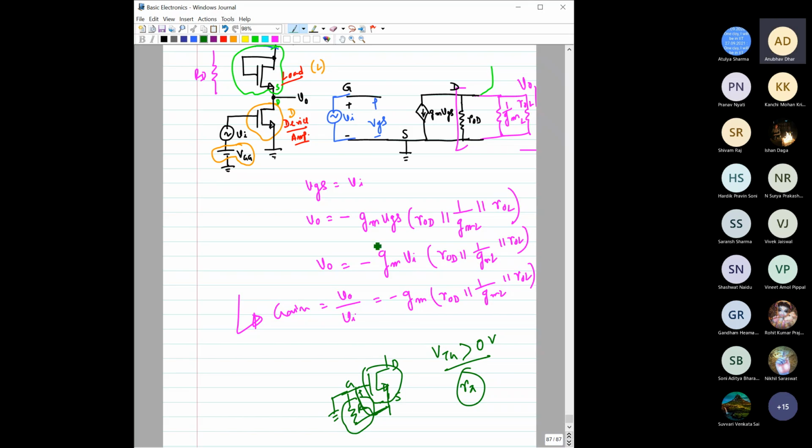Okay, sir. So in BJT, during the DC analysis, the internal R pi wasn't playing any effect. No, we have never considered R pi during DC analysis. Yes, sir. R pi only comes when we are doing the AC analysis, isn't it? Yes, sir. Got it, sir. Okay.